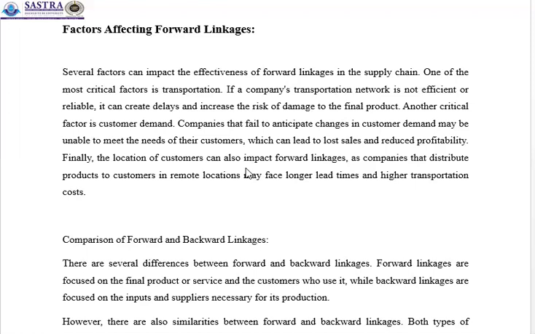Finally, the location of the customers can also impact forward linkages. Companies that distribute products to customers in remote locations face longer lead times and higher transportation costs, just like backward linkages. If the customer is in a very remote area, even you can see that Amazon delivery to certain places is not available, so they will ask you to just give an available address.